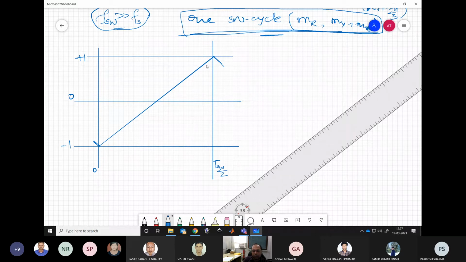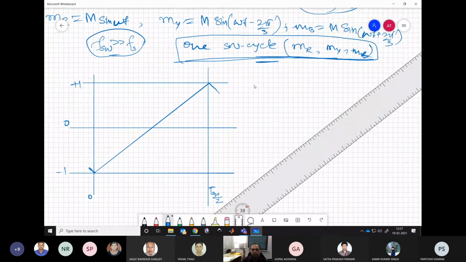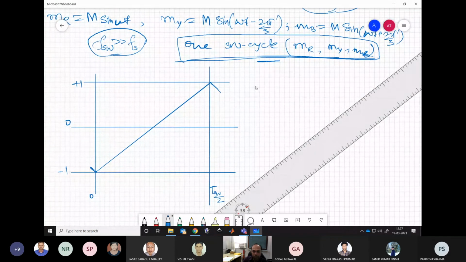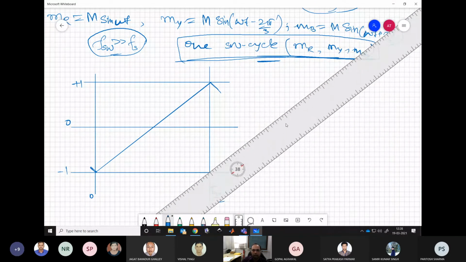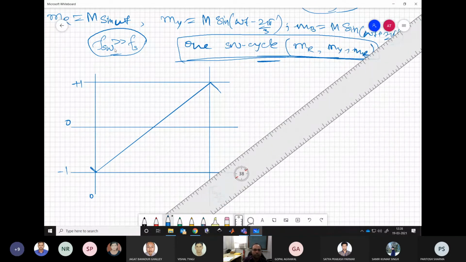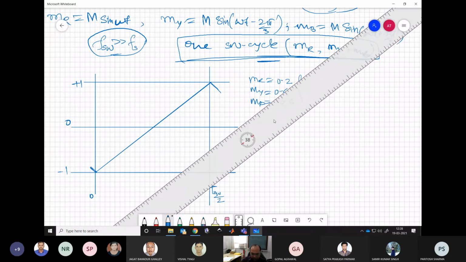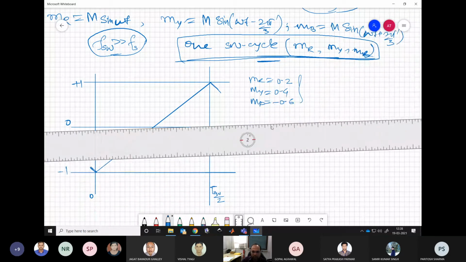Now for this balanced three-phase system, MR, MY, MB, we need to have values which add up to 0, because we are not having anything additional in this system, any other common mode or something. So these three modulating signals must add up to 0. So let's say if I take MR value equal to some 0.2, MY value equal to some 0.4, so MB is naturally going to be -0.6. These are some example values. We can have anything similar to this.